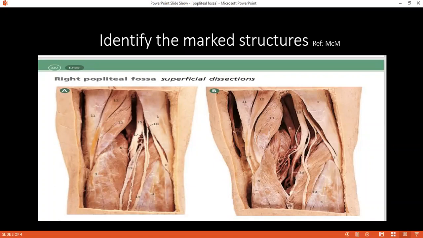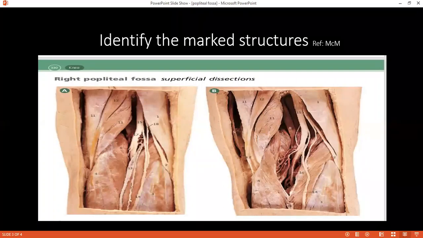So it's a diamond-shaped structure basically. Good. Yes. So on the upper lateral side, we have biceps femoris, lower lateral boundary is formed by the lateral head of gastrocnemius and plantaris. Upper medial boundary is formed by semitendinosus and semimembranosus, and the lower medial boundary is formed by the medial head of the gastrocnemius.